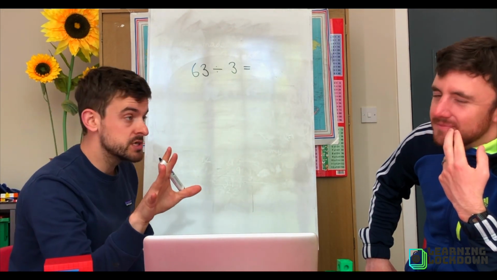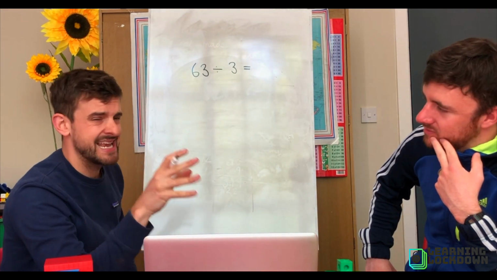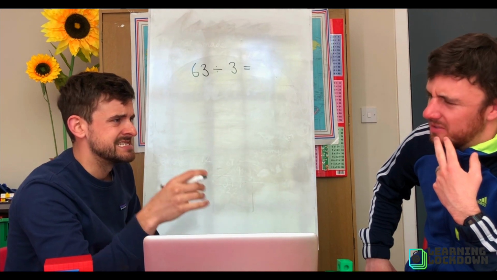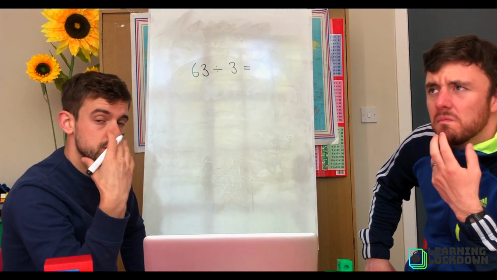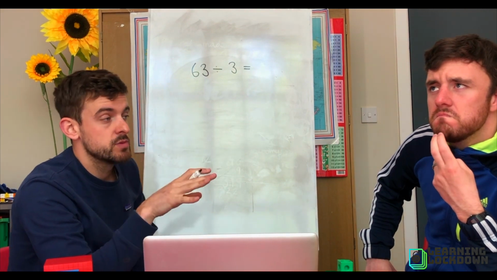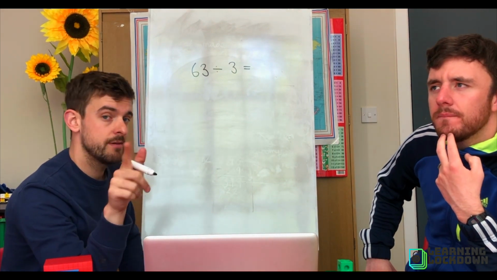I could try using an array, but I'm going to have to draw out 63 dots. You get sore hands after that. Yeah, it's a bit ridiculous, isn't it? So what else can we do? I'm going to have to use another skill. I'm going to use a skill that we've used before called partitioning. Can you remember what that means?